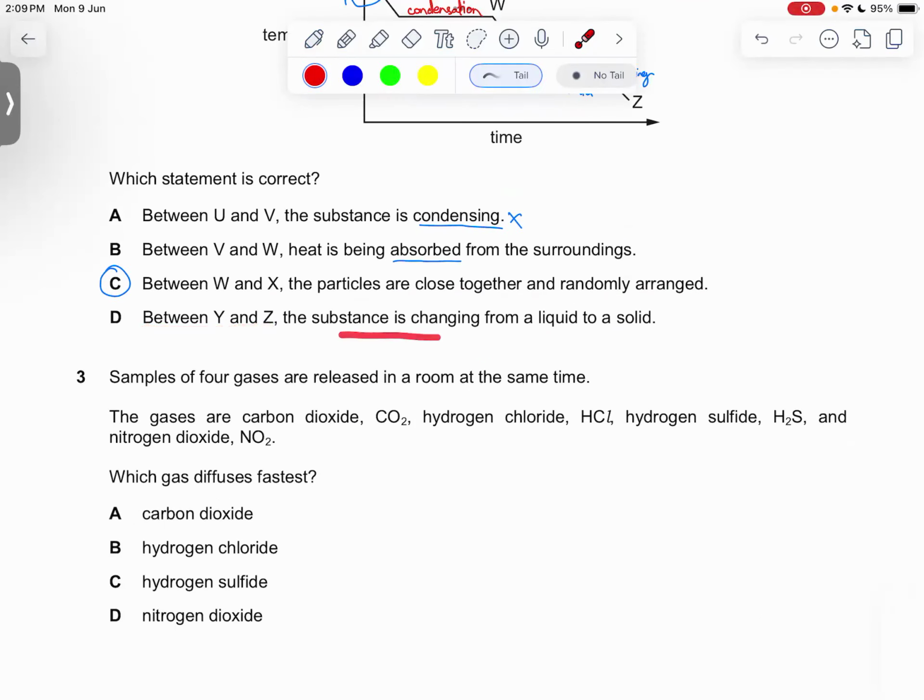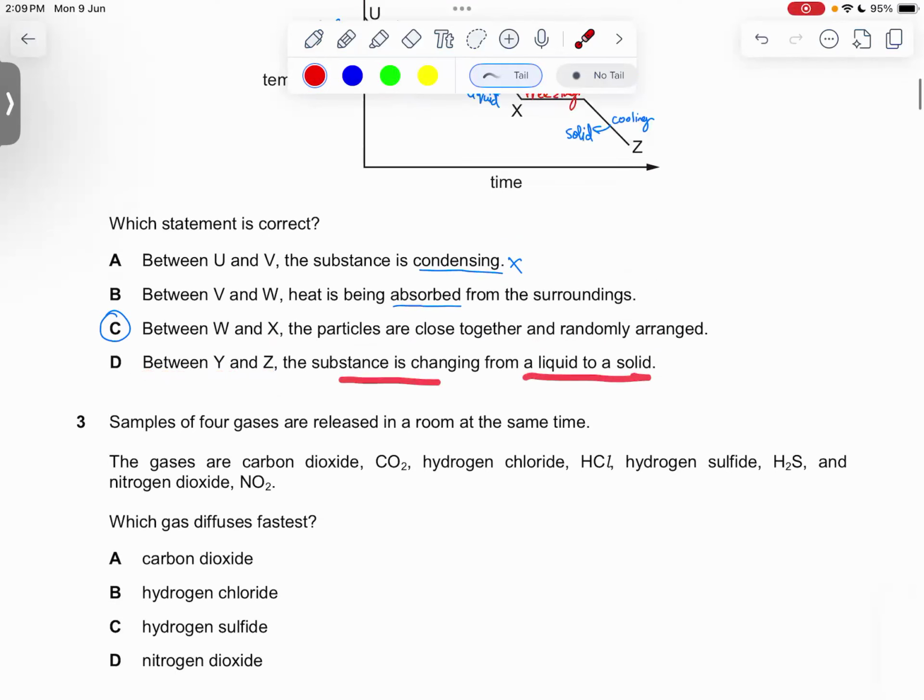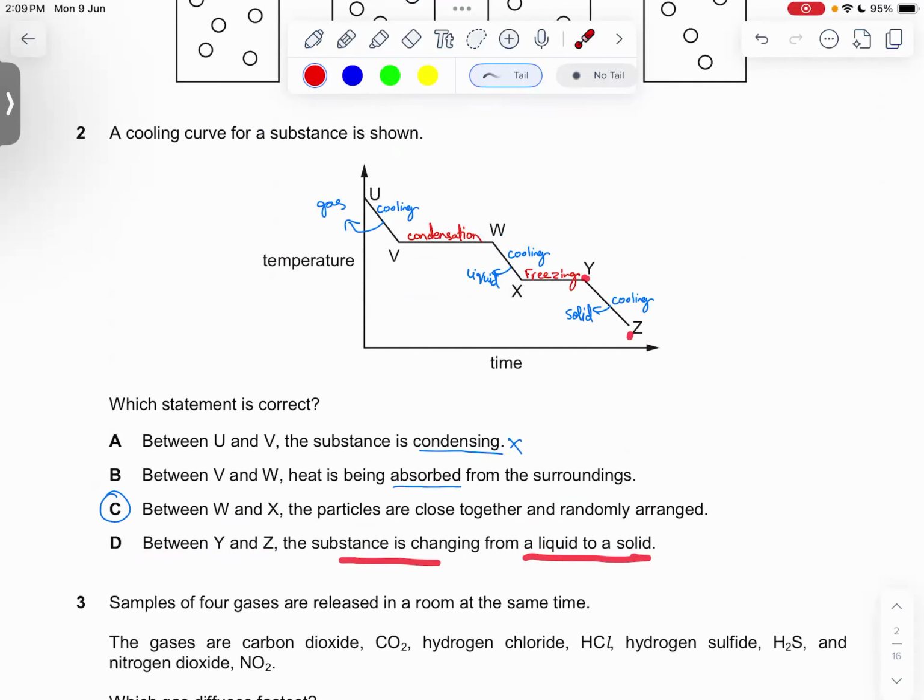Between Y and Z, the substance is changing from a liquid to solid. At Y and Z, the substance is already solid. Now it is cooling down. The substance is changing from liquid to solid between X and Y.